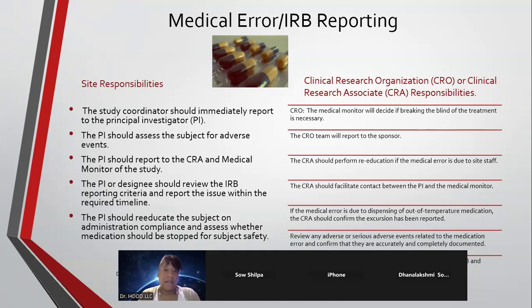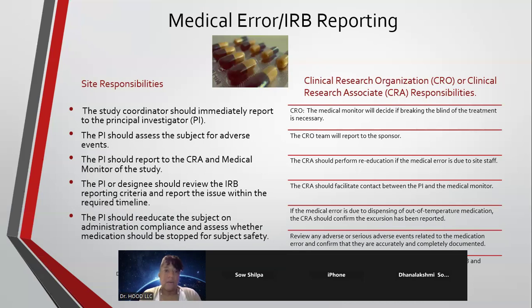Should the site find out that a subject or subjects have experienced a medication error, the study coordinator should immediately report to the principal investigator. The PI should assess the subject for adverse events. So we need to find out if the patient has experienced any adverse events closely around the time that they experienced the medication error. The PI should report to the CRA and the medical monitor of the study.